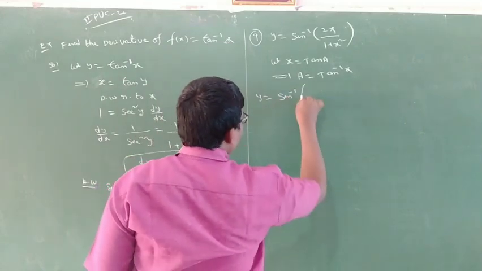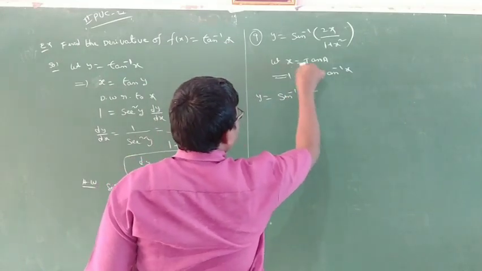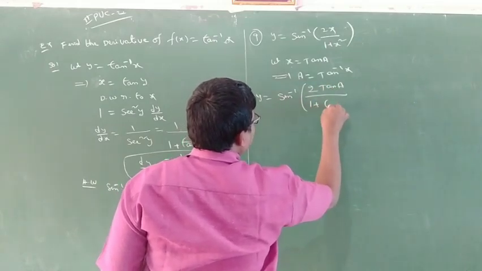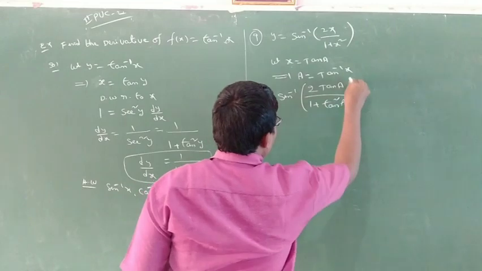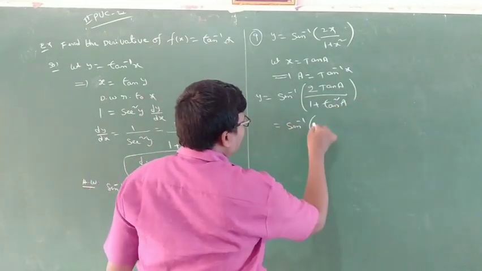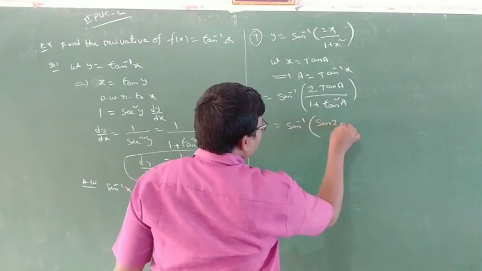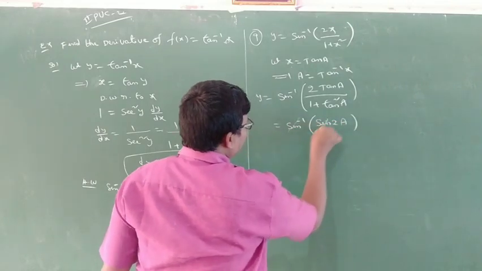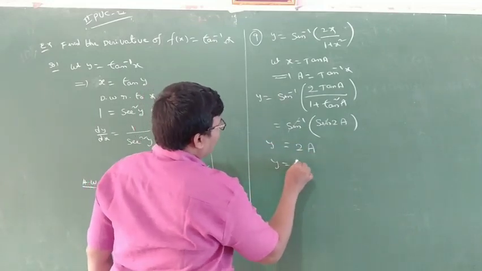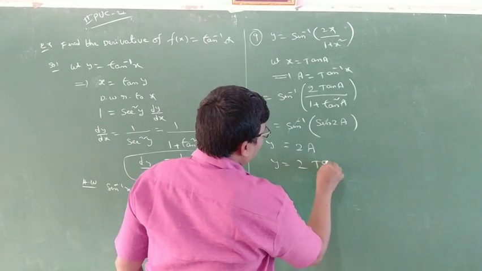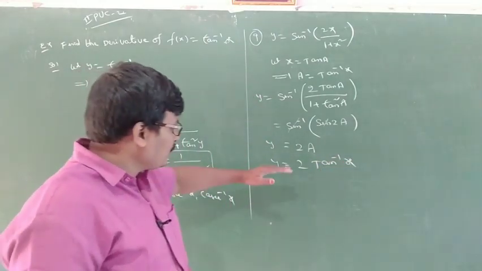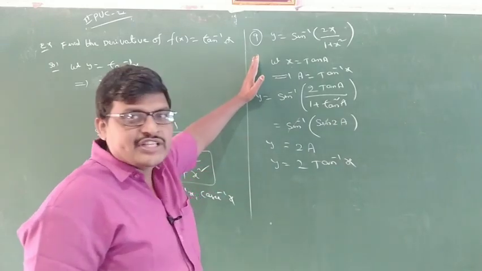y is equal to sin inverse of 2 tan a by 1 plus tan square a, since x is tan a. That is equal to sin inverse of sin 2a. The sin inverse and sin cancel, so that is equal to 2a. And a is equal to tan inverse x. Up to this point there is no derivative, only simplification.